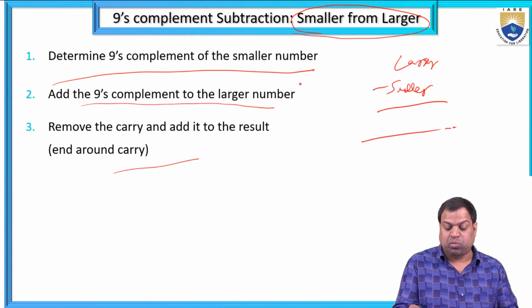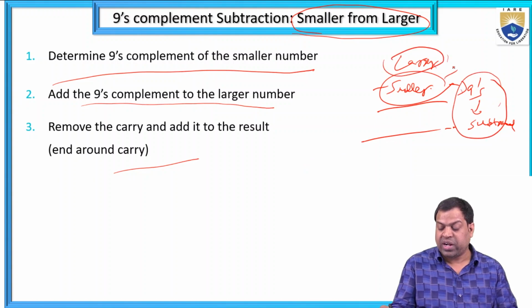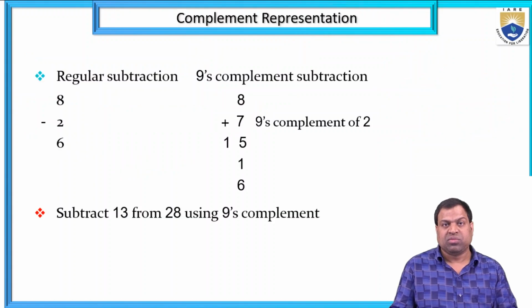So determine the 9's complement of the smaller value. That is the subtrahend value. Add the 9's complement to the larger number. After getting the 9's complement of this, we are adding both together and removing the carry. If any carry occurs, we are neglecting that one. And end around carry means that carry will be added to the LSB.